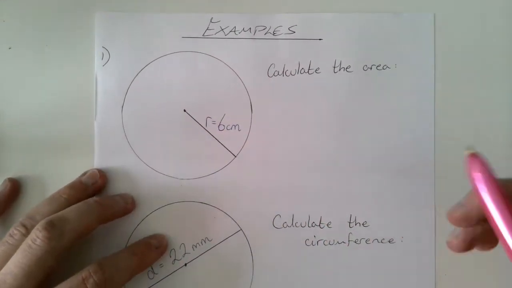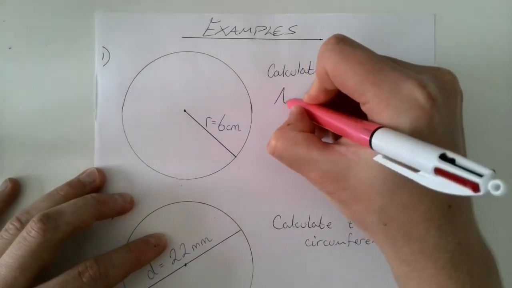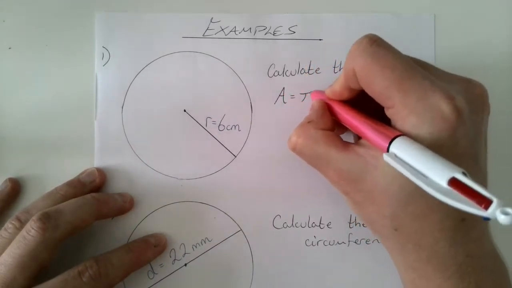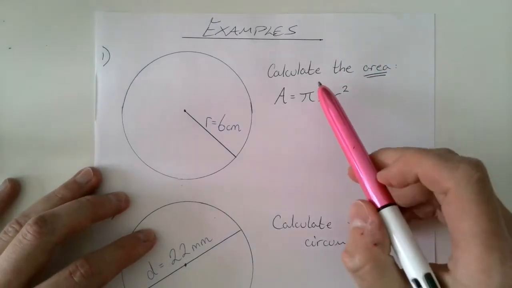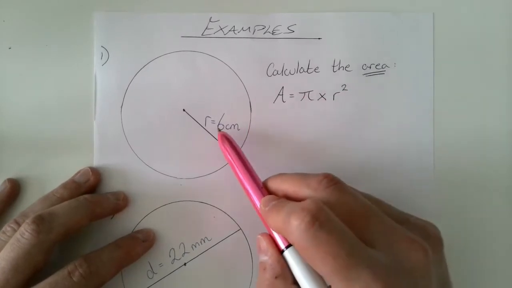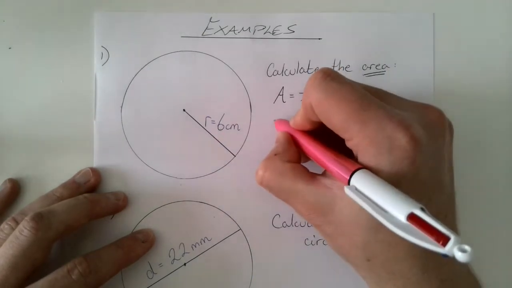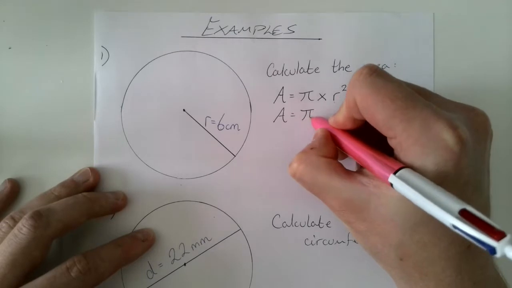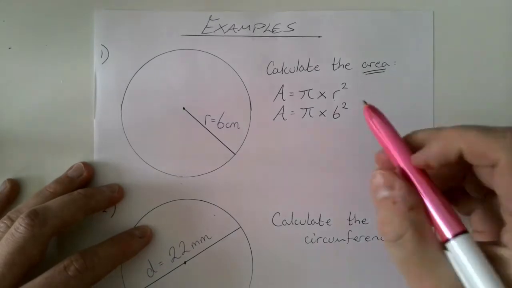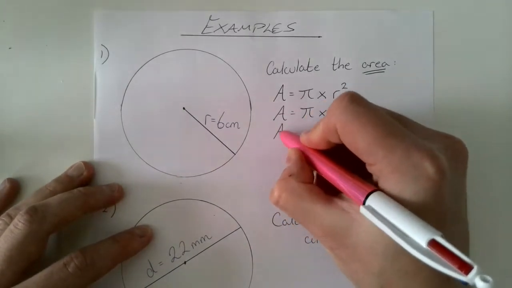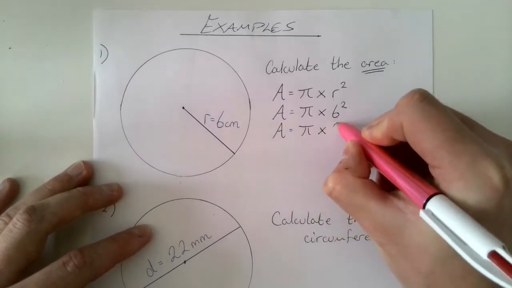So the first thing I'm going to do is write down the formula that I need. And if I'm looking for an area, I'm going to write down the formula area equals pi times radius squared. Now, all I need to do is substitute in my value for r, or the radius, which I'm told is 6 centimeters. So the area is pi times 6 squared. Now, we know what 6 squared is. 6 times 6 is 36. So I could rewrite this as area equals pi times 36.